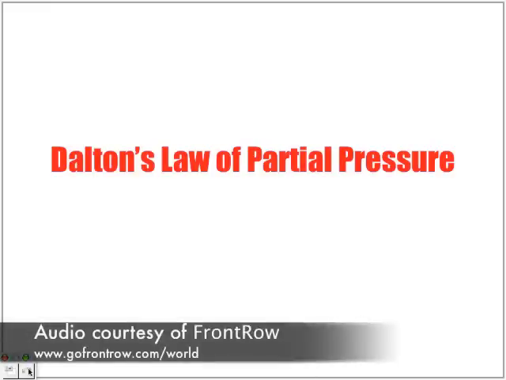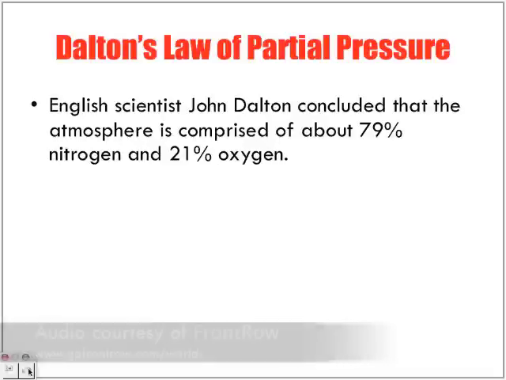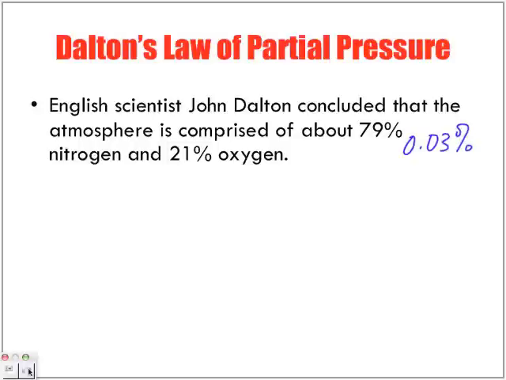Dalton's Law of Partial Pressure. English scientist John Dalton concluded that the atmosphere is comprised of about 79% nitrogen and 21% oxygen. And in this calculation, we are going to refer to the percentage of carbon dioxide in the atmosphere as 0.03% carbon dioxide. And we're going to see that when we get to one of the sample problems that we have.